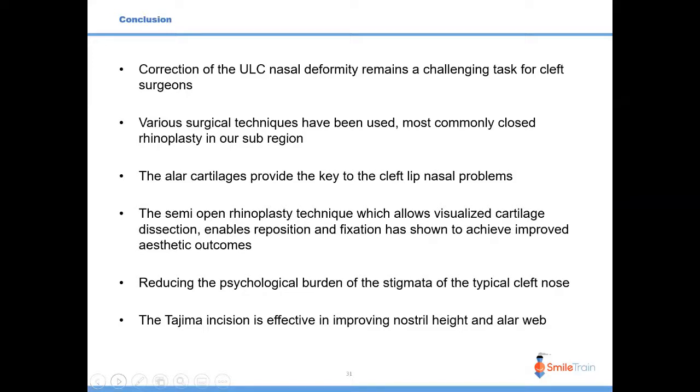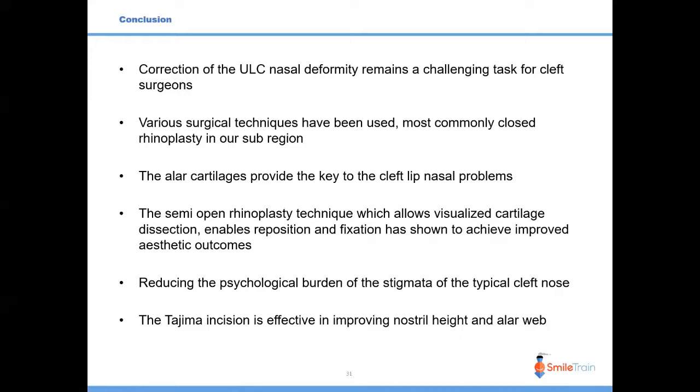So in conclusion with this technique, I must say that indeed, cleft lip and nose deformity repair can be challenging, especially the nasal deformity of the unilateral cleft. And this still remains a great challenge to all cleft surgeons worldwide. Various surgical techniques have been used. Most commonly in nasal bridging is a closed rhinoplasty technique. We have seen that the alar cartilages hold the key to resolving the nasal problems.